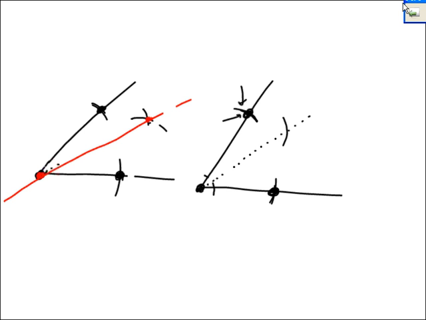Now put the compass needle here. Keeping the same opening that we just had, go like that. And where those two arcs intersect, that's going to be a point on the angle bisector. And of course, that vertex is going to be a point on the angle bisector. Just connect the two dots with your straight edge. We bisected an angle.